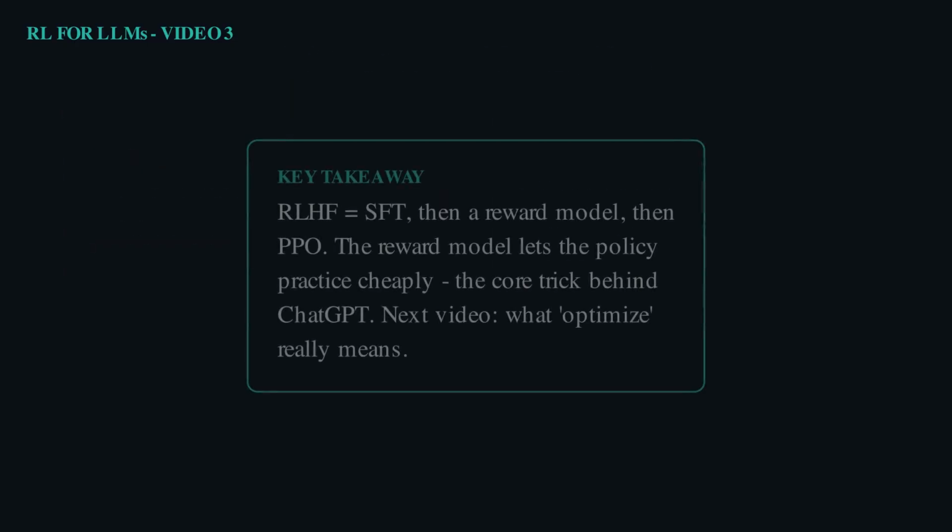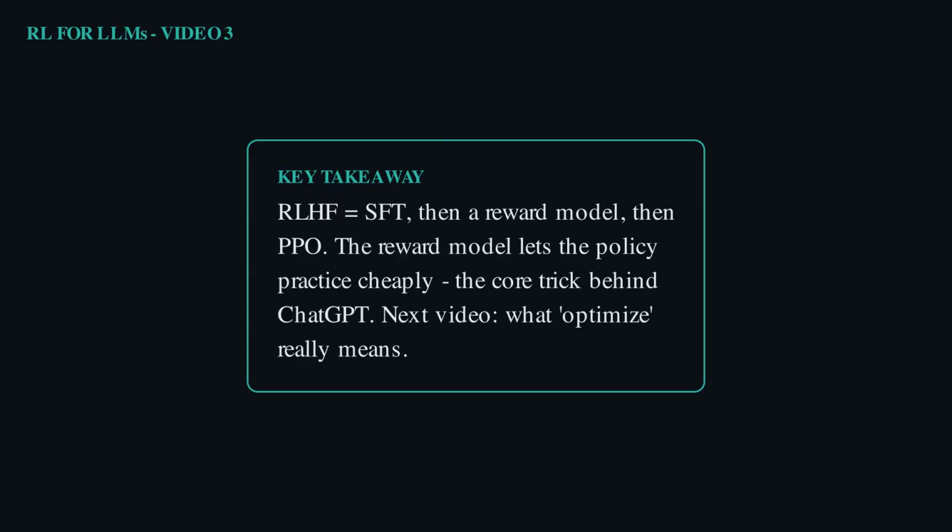So that is the recipe, end-to-end: supervised fine-tuning, then a reward model, then PPO. The one piece we have treated as a black box is that word optimize. In the next standalone video, we open it up with policy gradients, the engine inside stage 3.